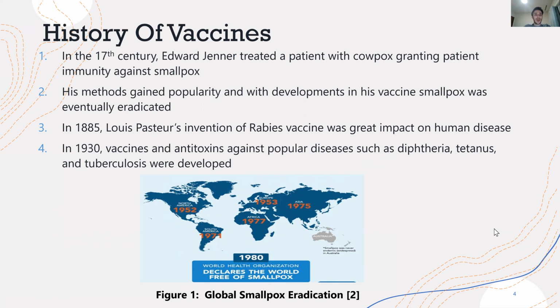In 1885, Louis Pasteur invented a rabies vaccine. This was way after Edward Jenner, and this also had a great impact on vaccine development. And then in 1930, more vaccines were developed, such as vaccines for diphtheria, tetanus, and tuberculosis.